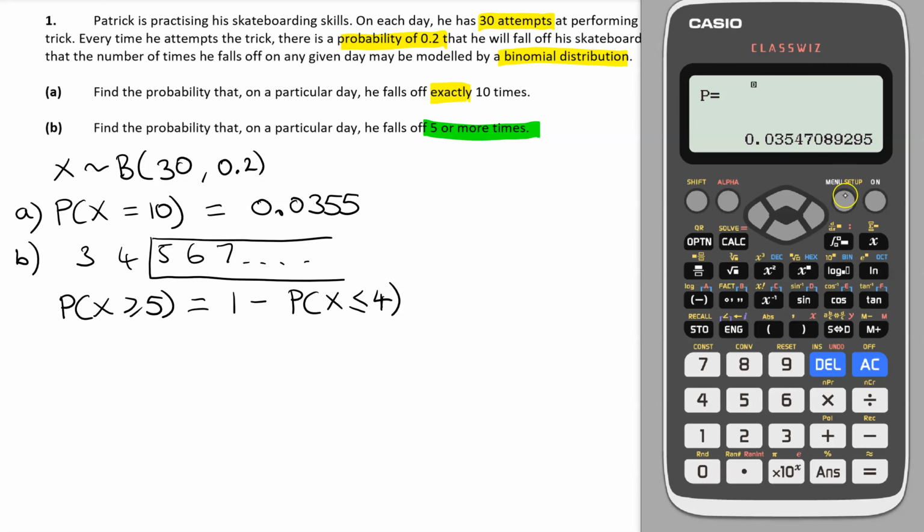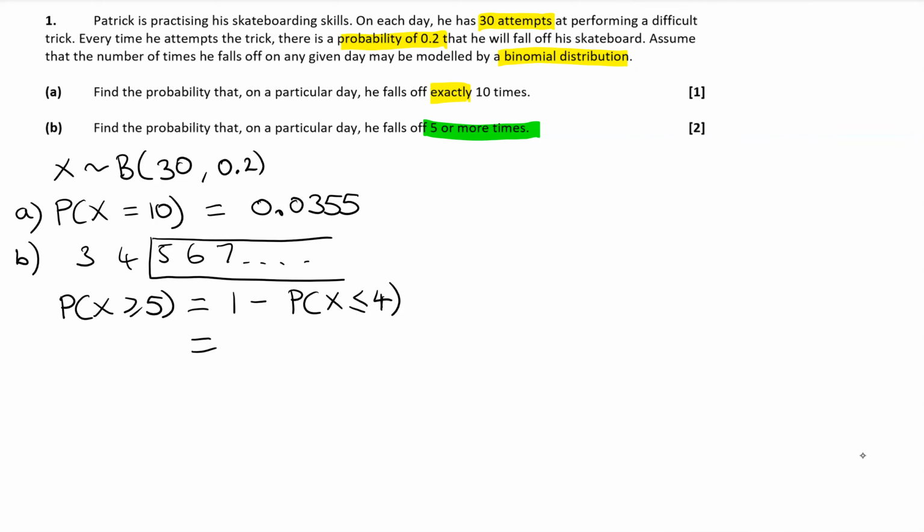So on my calculator, go menu, go 7, and then we go binomial CD, and then variable, and then we want to put x as 4 in this time. N and P is still the same. And we get a probability of 0.255 to 3 significant figures. Now that's the probability of 4 or less. I don't want that, so I'm going to take that away from the 1. And then I get my final answer there of 0.745.